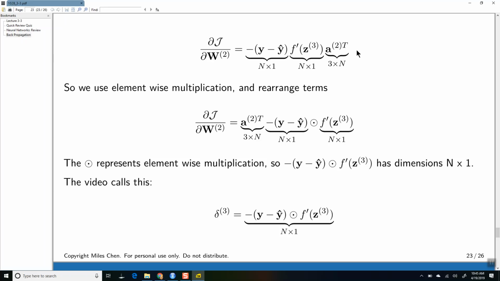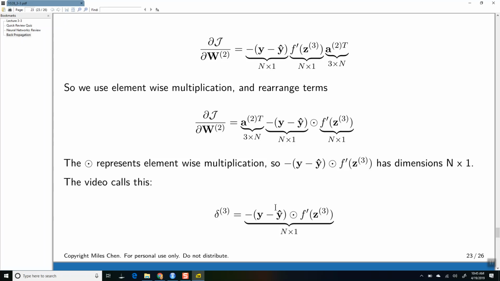And then I can just rearrange this to be brought into the front, and so this will line up. This n by 1 element-wise with this n by 1 is going to form just an n by 1 column. And then if I bring the A matrix transpose to the front, I've got a 3 by n here, and I can multiply it against this.